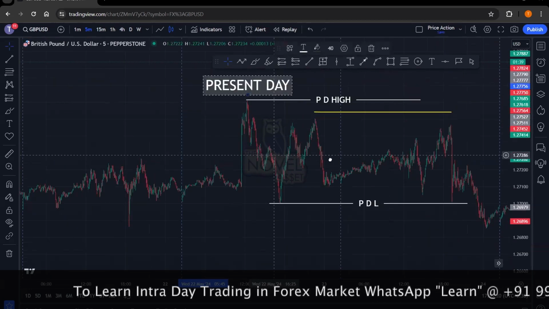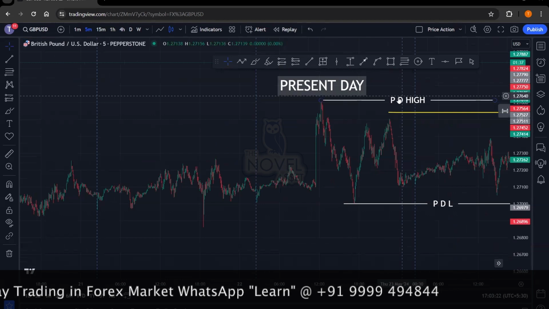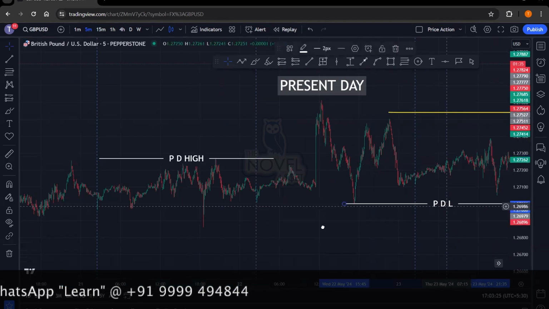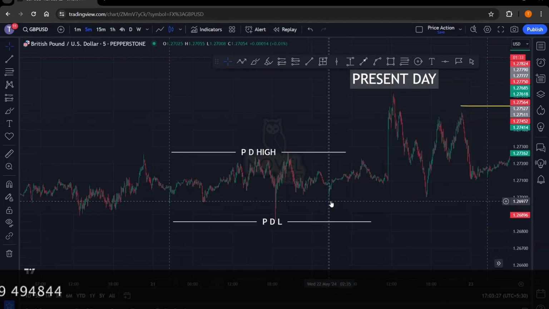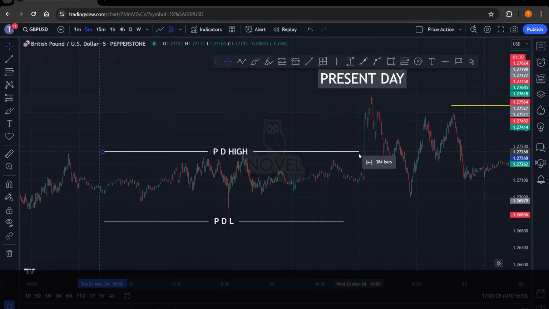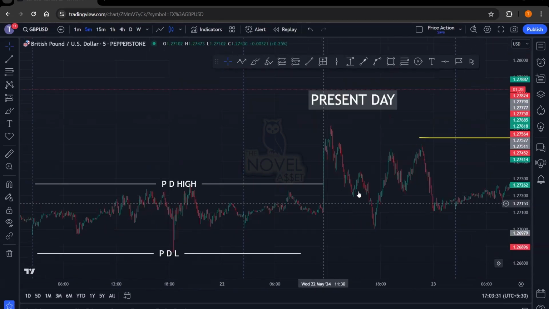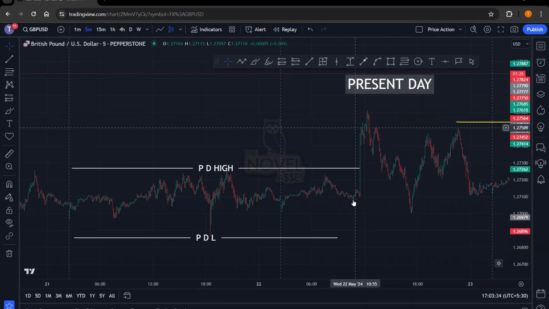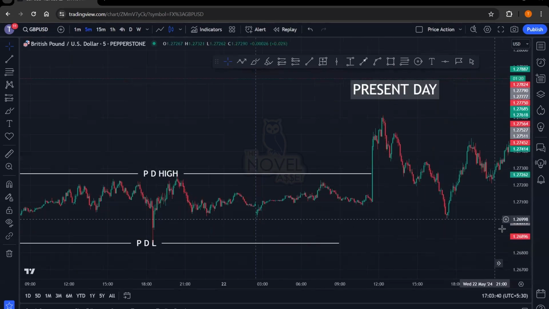Now let's get to this day, where we are taking this as the present day, and we are going to mark the previous day high and the previous day low of the market. So this is your previous day high and this is the previous day low. You can see that the price in the London session has taken out the previous day high. This was a GBP news, I believe, at exactly 11:30. The GBP news came in and there was a huge momentum towards the upside.